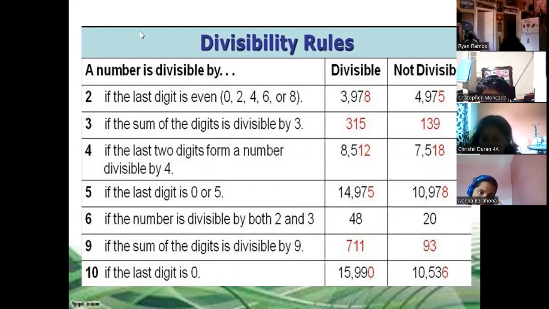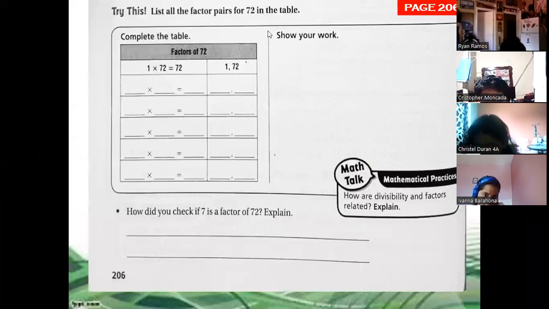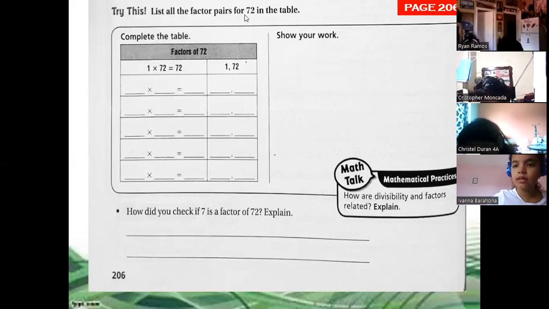Now, let's do the exercises. This one. We have to list all the factor pairs for 72 in the table. Page 206. Factors. So let's think. 72. 1 times 72. That's the first one.